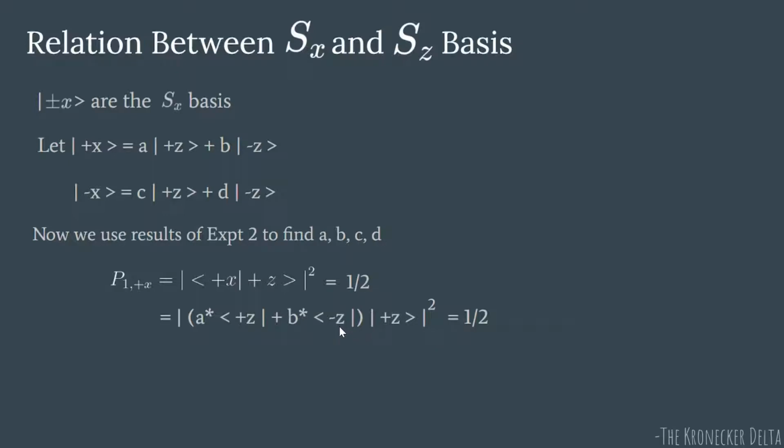Now you try to solve it a bit. First you multiply these and you multiply this, then take the square like this. So a star inner product of plus z with plus z plus b star inner product of minus z with plus z, mod square equals 1 by 2. We already know that Sz bases are orthonormal. What orthonormal means is that plus z with plus z inner product is 1 and minus z with plus z inner product is 0. So what you get is mod a star square, equal to mod a square, which is 1 by 2. So you got the value of mod a square, which is 1 by 2.